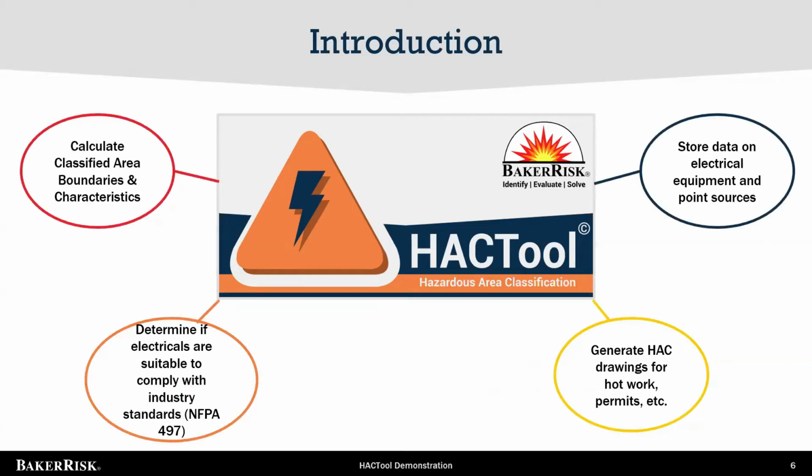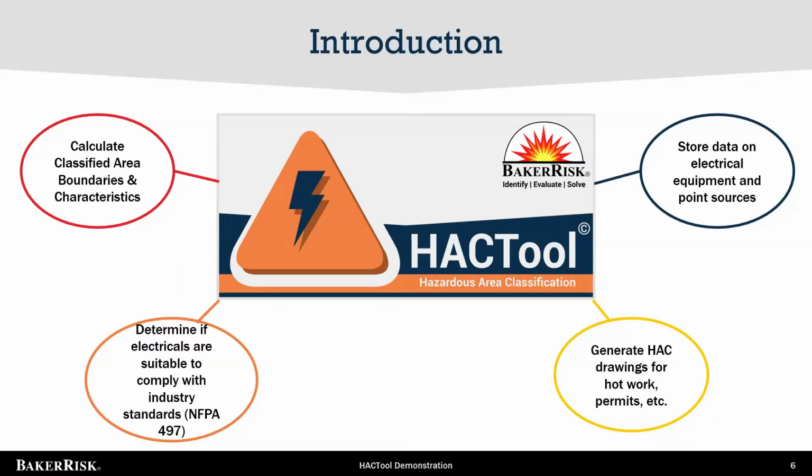And so highlighting some of the main features of HACTool, I've alluded to these already, but drilling down a little bit deeper. HACTool has the ability to calculate the classified area boundaries and characteristics, so distances to our classified areas. It has the ability to determine if electricals are suitable based on industry standards, such as the National Electrical Code, NFPA 70 and NFPA 497. It has the ability to generate very detailed and very specific HAC drawings for HAC work and permits and et cetera. So it's really neat and really interesting.